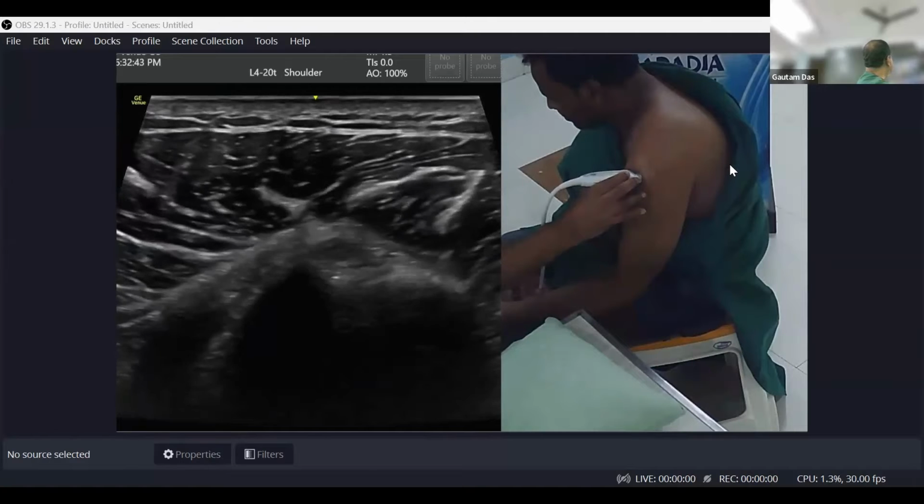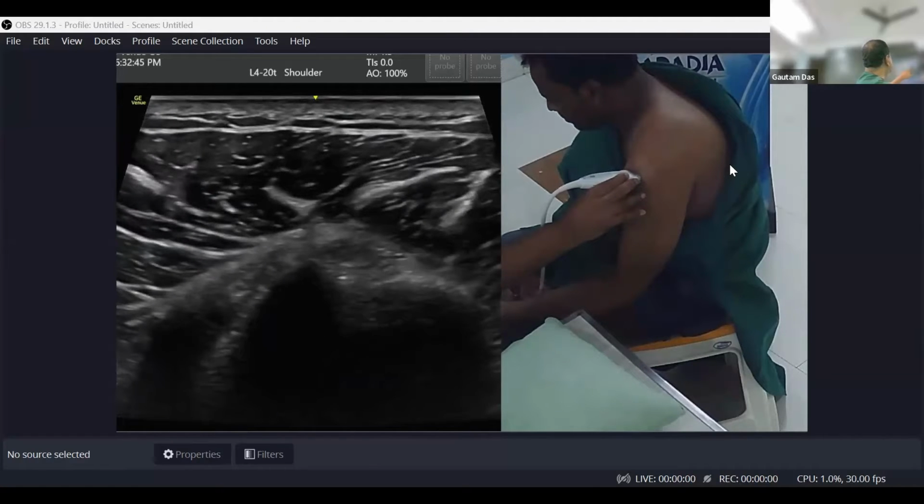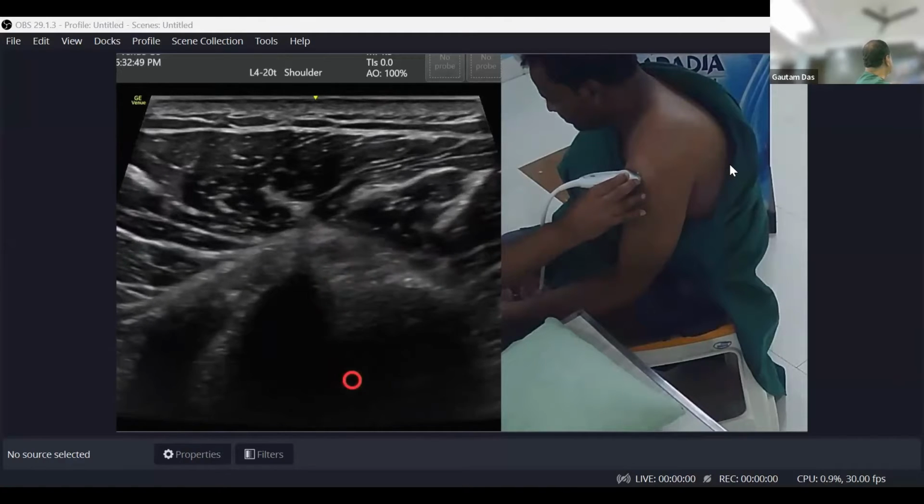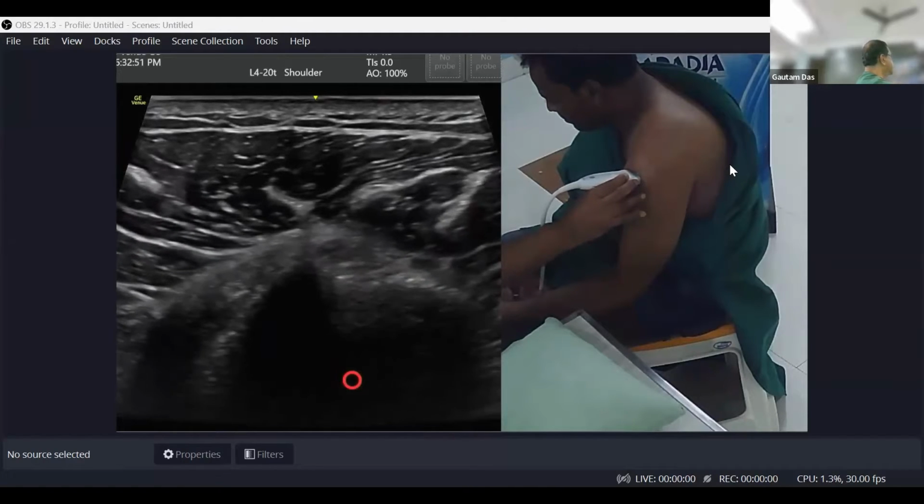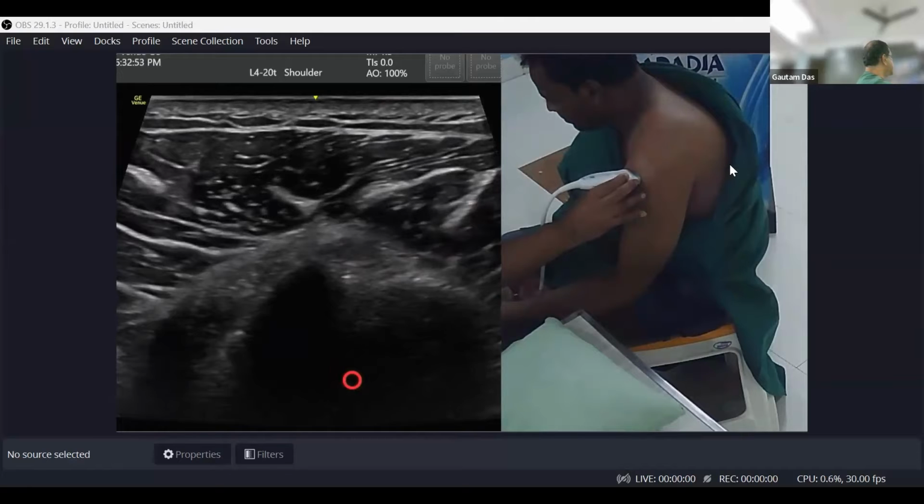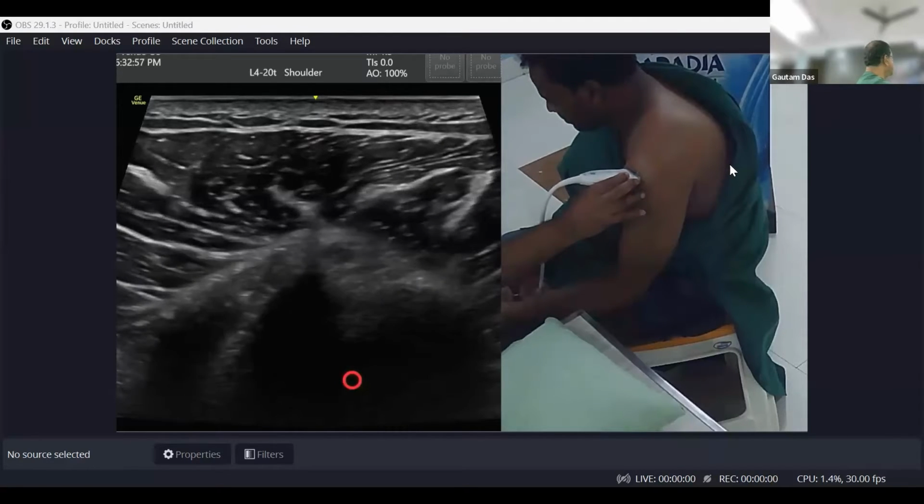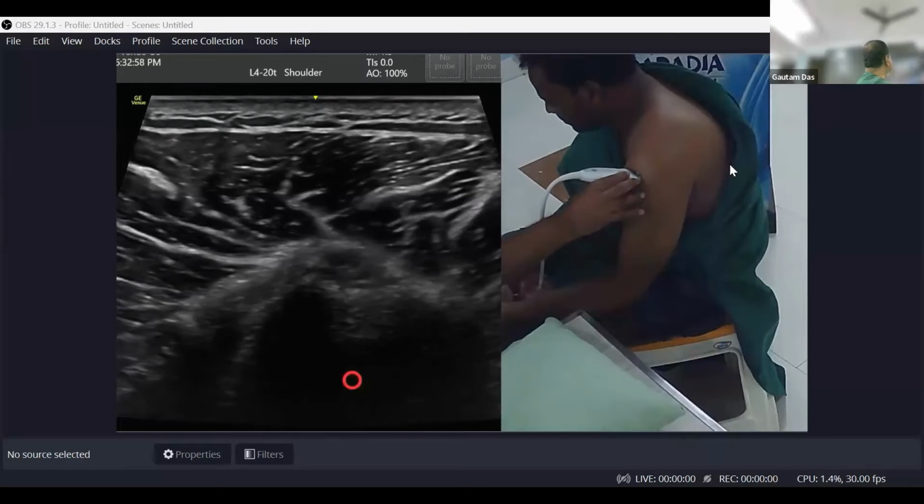And also, see here, as I was telling yesterday, the bicipital tendon is looking hypoechoic. Why hypoechoic? This is a basic thing, that if the ultrasound beam is not coming back to the transducer, it will look hypoechoic. And now if I'm doing like this, you'll see it hyperechoic.